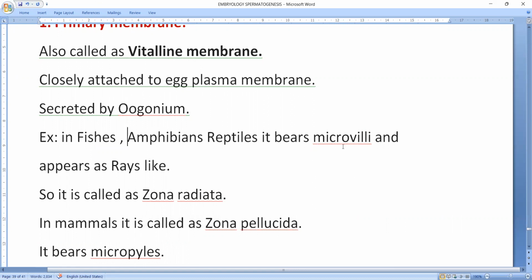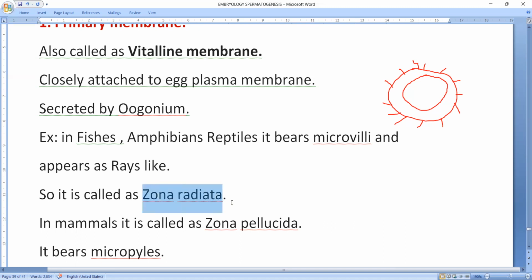In these animals, the egg contains smaller microvilli like this, or the secondary membrane contains the primary membrane of the cell. So this is the egg. In the egg, the vitelline membrane has microvilli, so it looks like a radiating structure. That's why in fishes, amphibians and reptiles, it bears microvilli and appears ray-like, so it is called zona radiata.